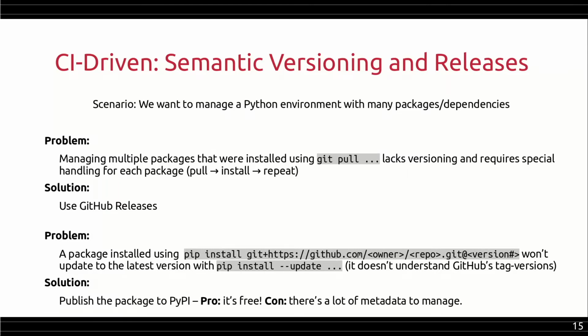Here's another problem. A package installed using the pip install git plus syntax that you'll see all over Google and Stack Overflow won't obey the update protocol through pip install. It doesn't understand GitHub's tag versions. So the simplest solution here is to publish the package to PyPI. It's free, though there is a lot of metadata to manage, and we'll go over that next.